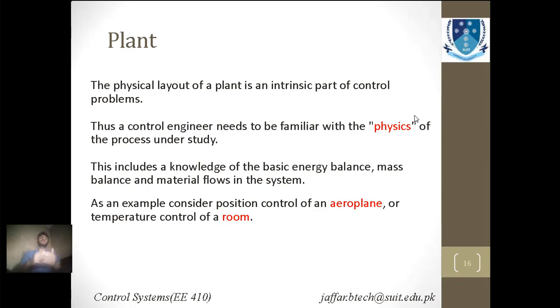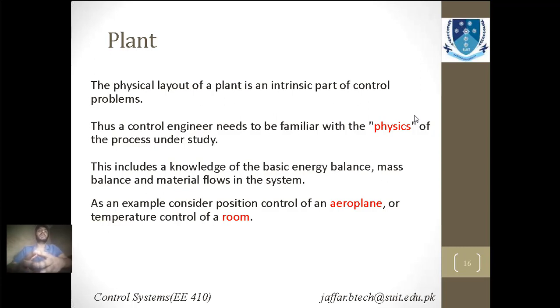Now, coming to the portions, or subsystems, of a good control system one by one: the plant is basically the layout of a process where you actually implement your desired function, your desired output, your desired control system. So the physical layout is basically known as the plant in terms of control engineering.